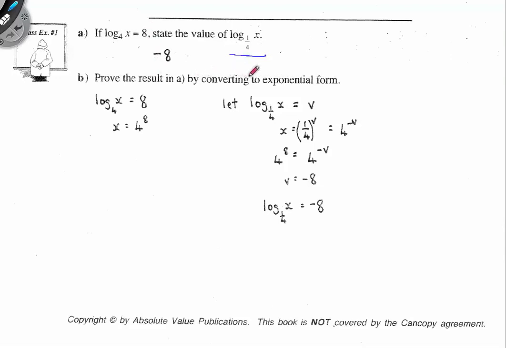Prove the result in A by converting to exponential form. So if we want to convert to exponential form, we do drop, swing, bump. We drop, swing the 4 over, put the 8 up. If we have log x to the base 1/4, we can drop, swing, bump, bring the x down, swing the 1/4 over, and bump the v up, whatever this value is. Now, of course, we know already it's negative 8, but we're trying to find out what it is. Well, a quarter is really 4 to the negative 1, so it means this whole thing is 4 to the negative v.